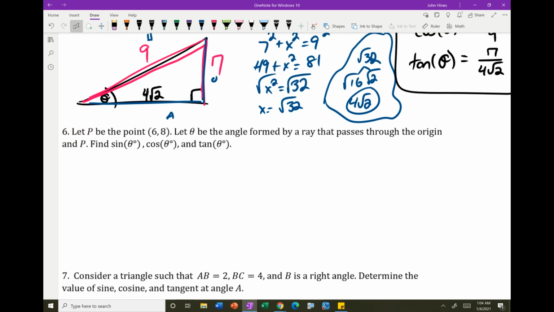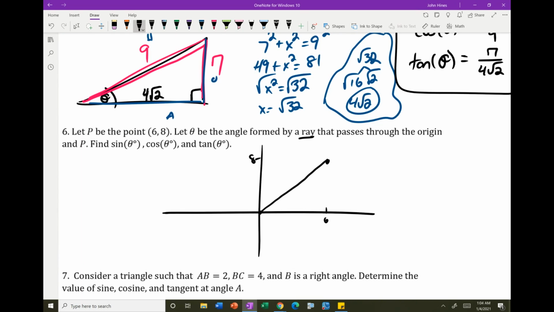Let P be the point (6, 8). All right, let's find the point (6, 8). It went over 6 and up 8. Let theta be the angle formed by a ray that passes through the origin and P. So a ray is not a line segment, it's part of a line. One side has a starting point, the other side has an arrow that goes on forever. That's what makes it a ray. And the angle theta is right here. There's my triangle. I went over 6 and up 8. So find the sine, cosine, and tangent of this angle.